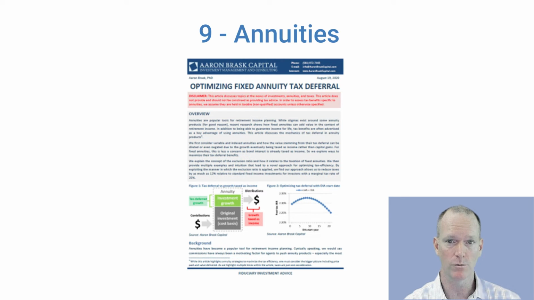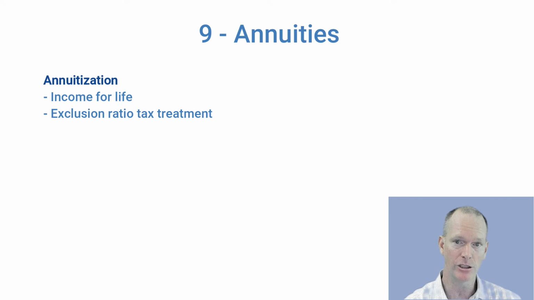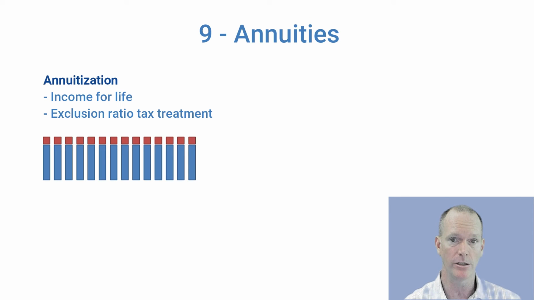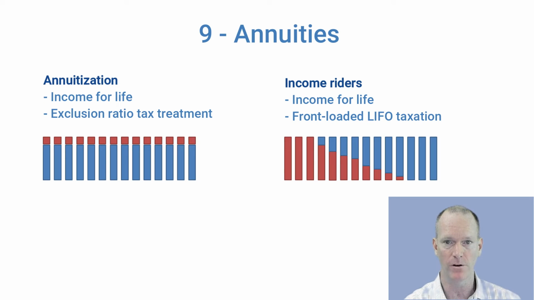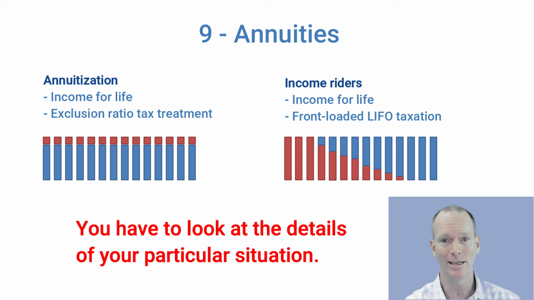People get this mixed up, and there's one detail that I see people getting mixed up over and over, and that's the difference between annuitization, where you do get guaranteed money for the rest of your life, and you do get the exclusion ratio treatment. However, when people use guaranteed income riders, the tax treatment is completely different. All the profits come out of these products first, and are taxed fully as ordinary income. Depending upon your circumstances, annuitization with the exclusion ratio or the front-loaded taxation with the guaranteed income riders could be advantageous, but you have to look at your specific details to make that decision.